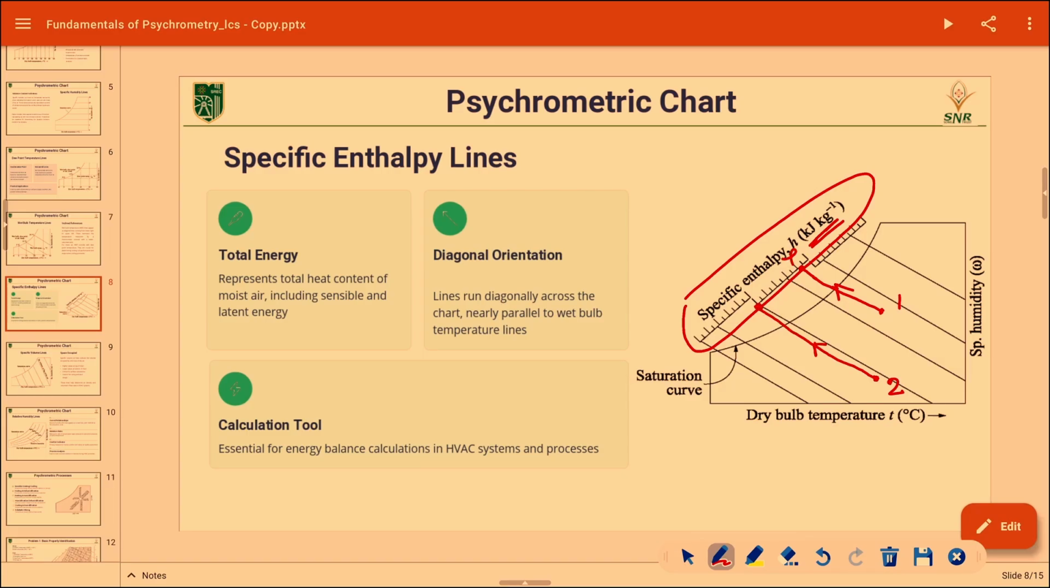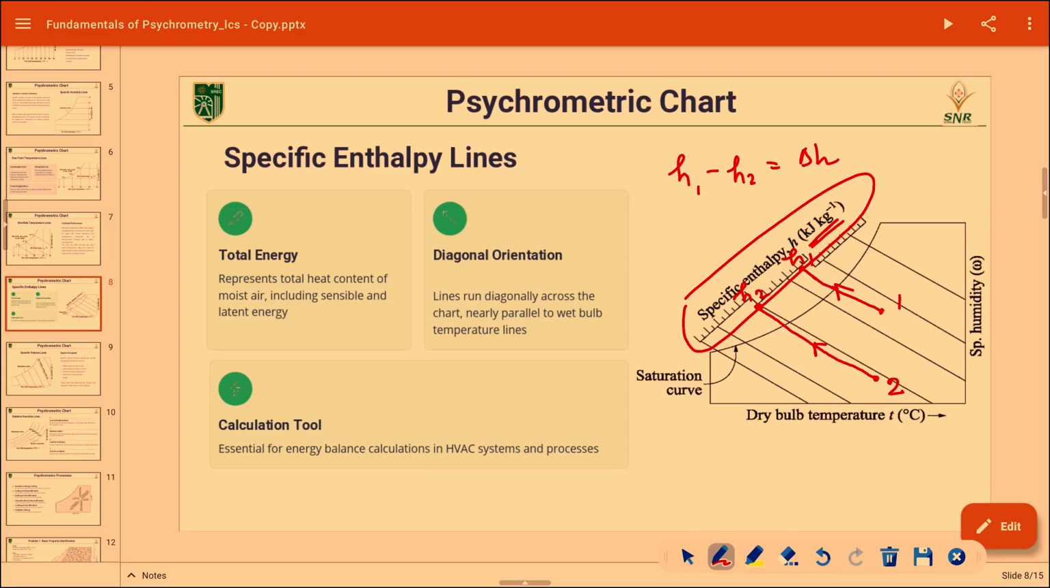So, this is H1 and this is H2, and H1 minus H2 will give you how much heat load can be added or removed from the air system, right. Delta H is a very important property.